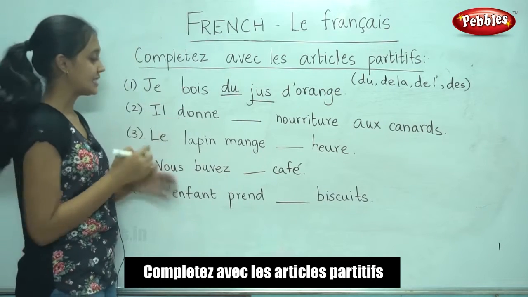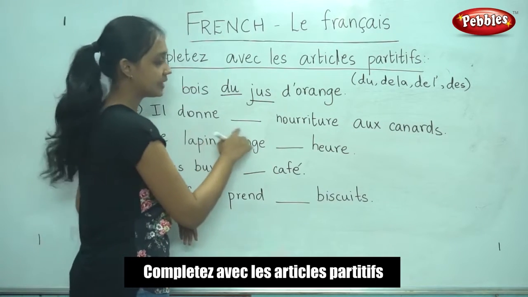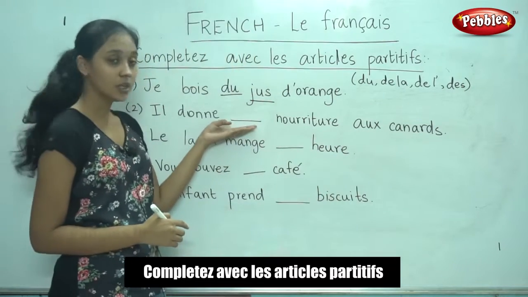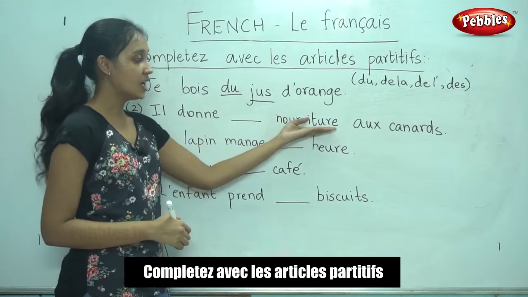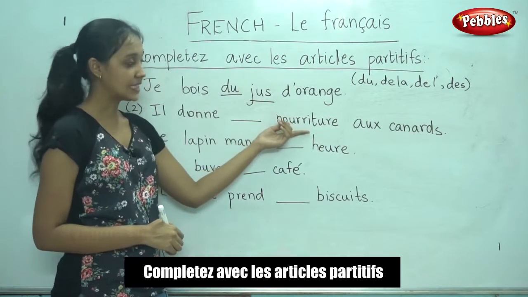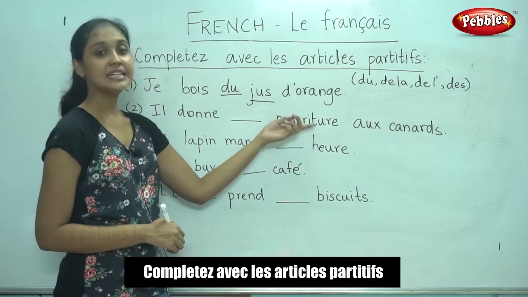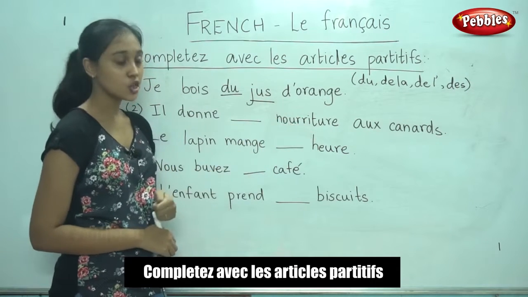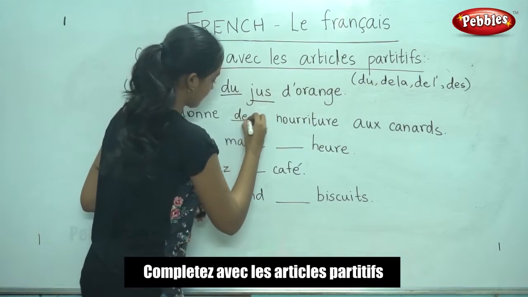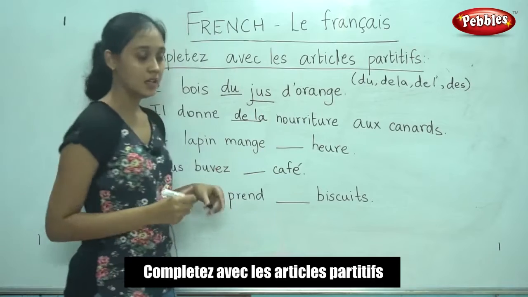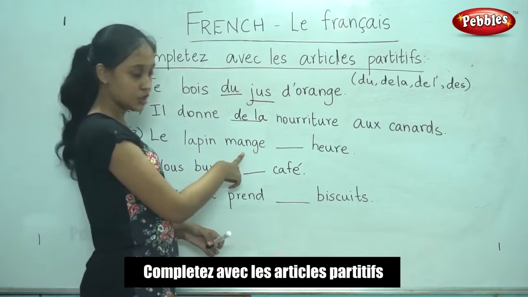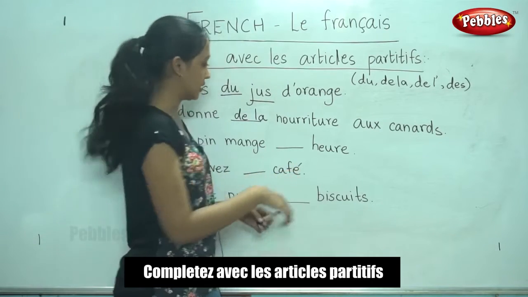The second sentence, il donne dash nourriture au canard. So what we have to look at is the noun that is after the blank. This is in the feminine singular form. So we would write de la. And the next sentence, le lapin mange dash heure.